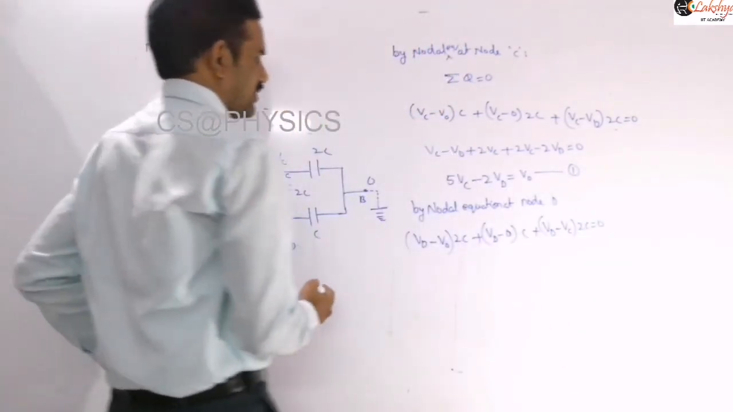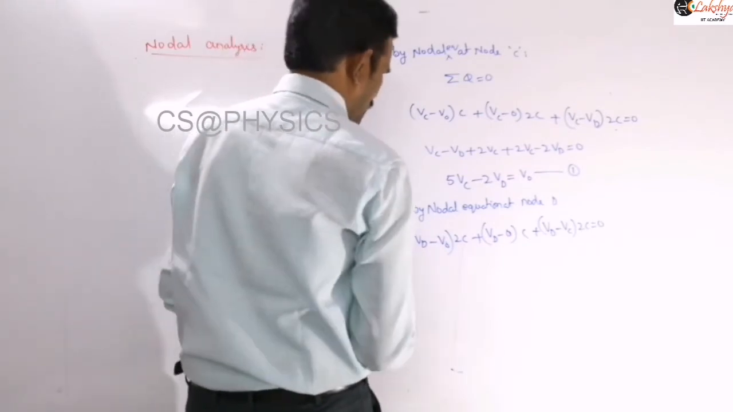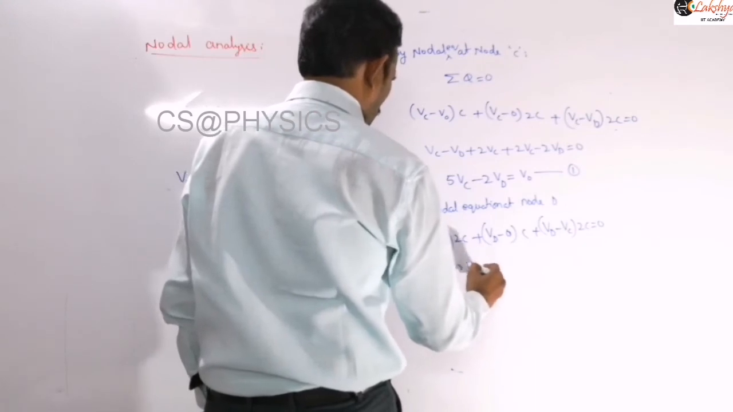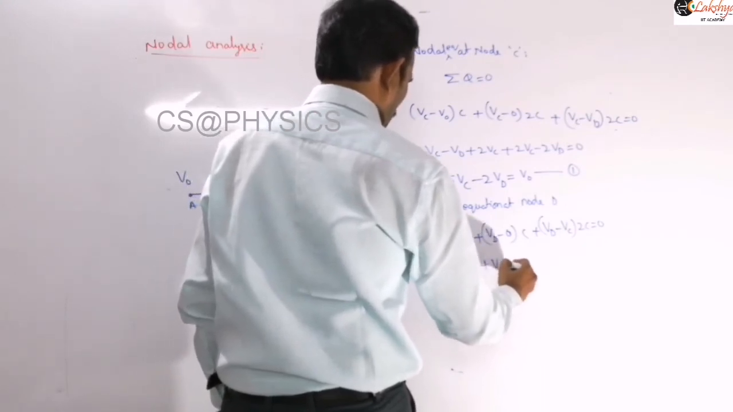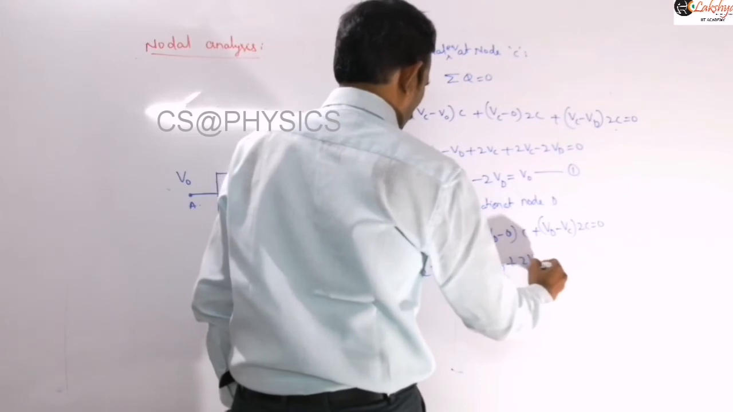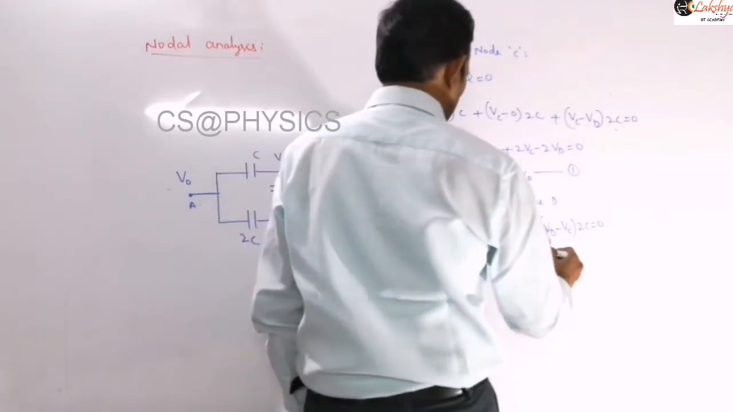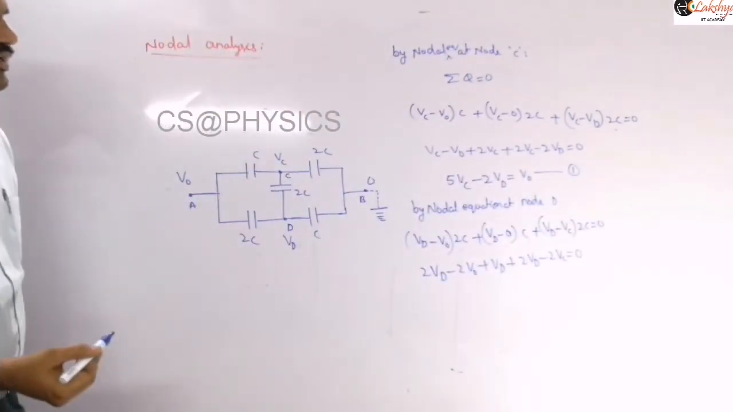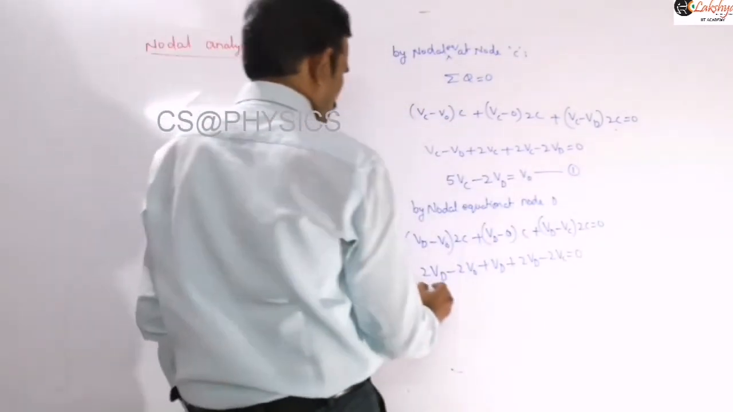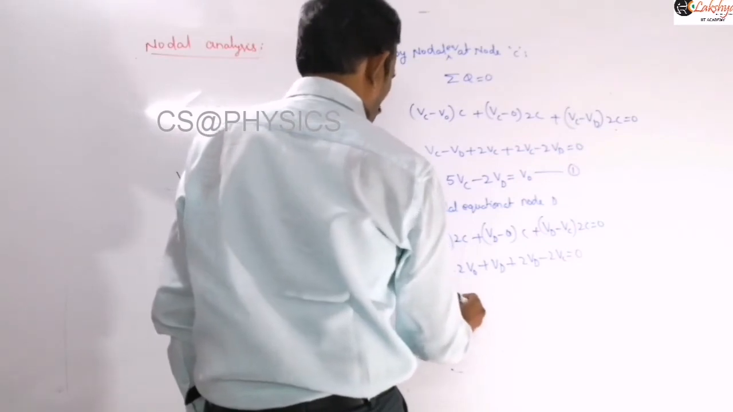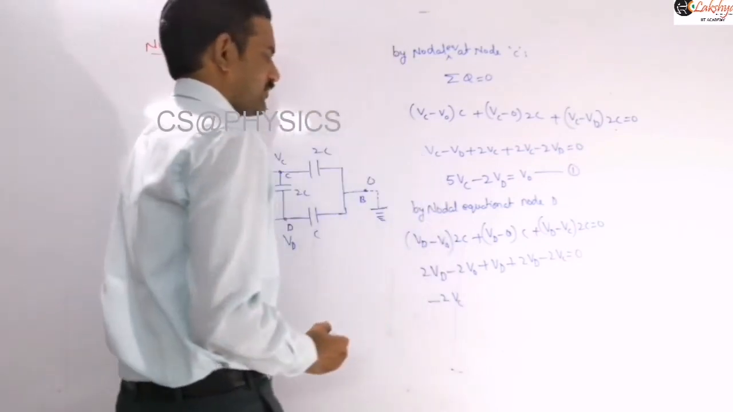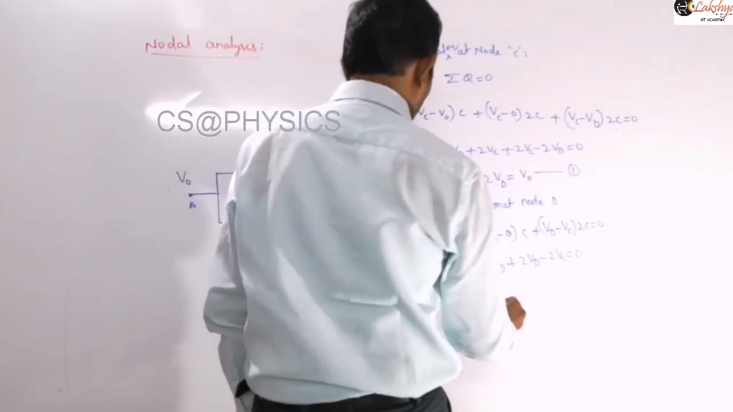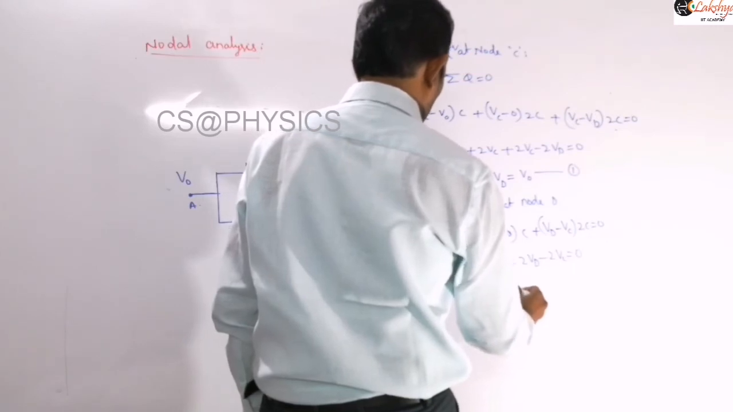Now we can simplify this. Again you can write 2 into VD minus 2 into V0 plus VD plus 2 VD minus 2 VC is equal to 0. So I can write this equation as minus 2 VC plus 5 VD is equal to 2 V0.